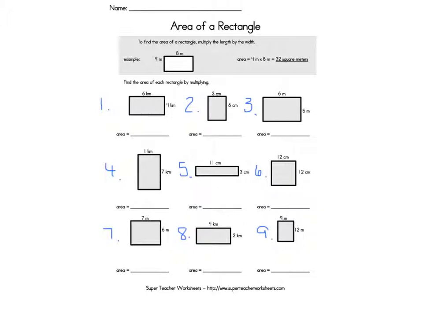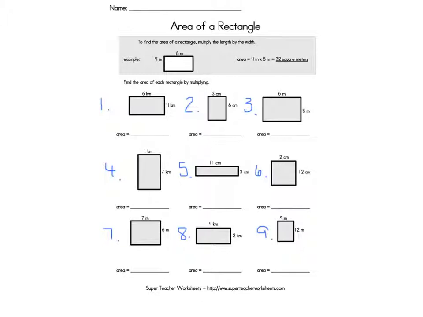Okay, here we go. We're ready to do some practice problems. So we're finding the area of a rectangle by multiplying the length by the width. On your notebook paper now, if you would please number your paper 1 through 9, and then we'll go through a couple of the problems together, and then I'll have you do the rest of them by yourself. Stop the video now and number your paper.